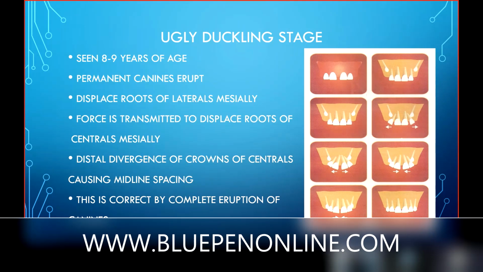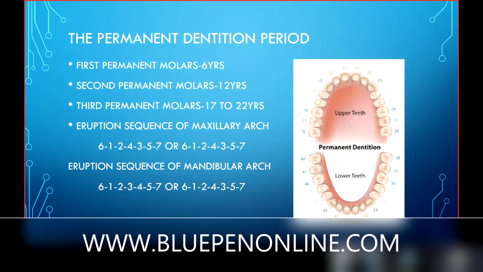Once the canines start erupting, they stop putting force on the root and start putting force on the crown. Now the crown, which is distal, starts coming closer due to force. Once the canines are completely in the arch, the teeth come to the correct position. So this is about the ugly duckling stage.